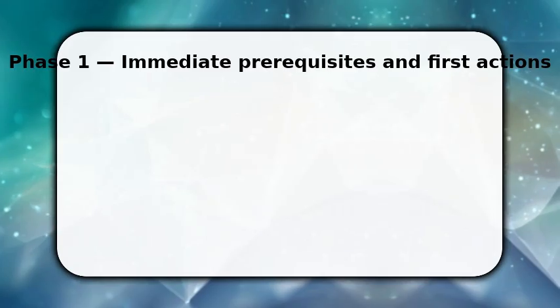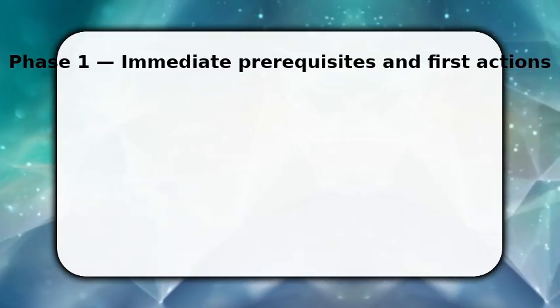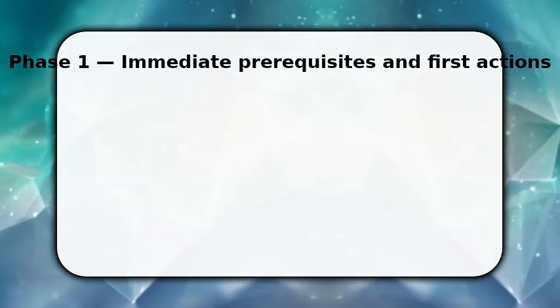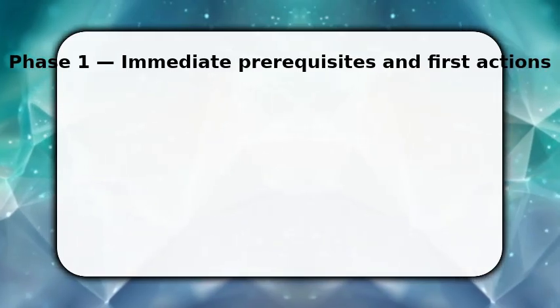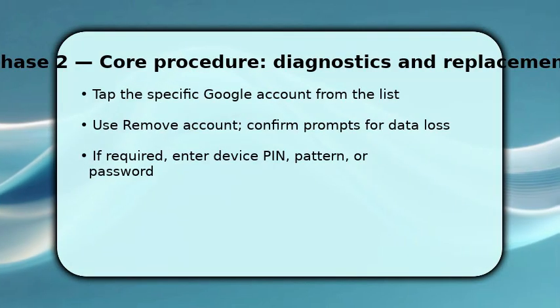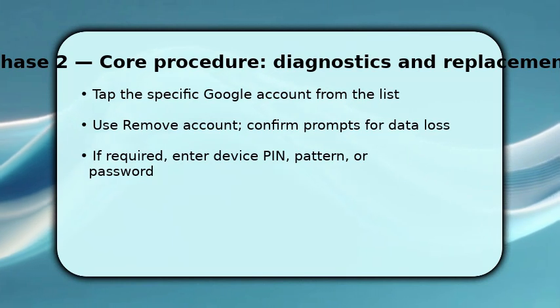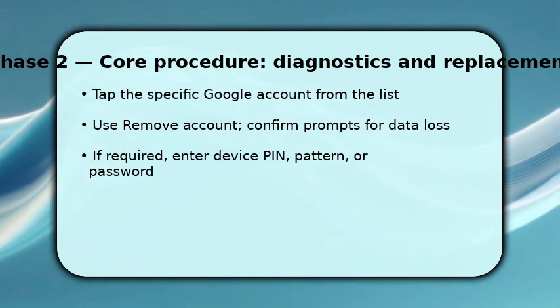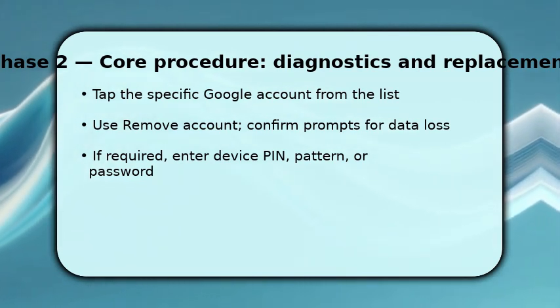Now open Settings, scroll to Accounts or Users and Accounts, and tap it. This takes you directly into the list of synced accounts, so you can choose the Google account. Next, tap the exact Google account you want to remove and look for Remove Account or a menu with that option. This is the core action.